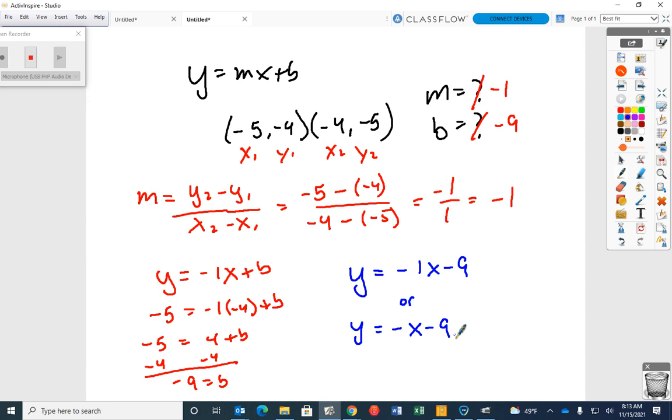Do we understand how this works? What part did you not get? The points. What do you mean? Like how to find the slope? Or how do I plug it in? Okay, so I chose this point, which means I replaced the y with negative 5, and I replaced the x with negative 4. See, it's y and x here. If I had chosen the other point, I would have gotten the same answer.